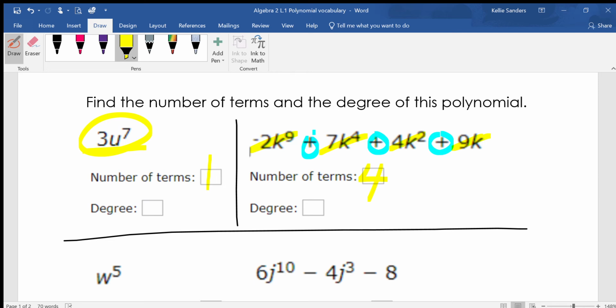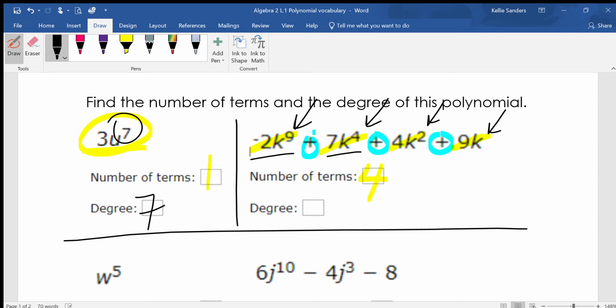Now the degree. The degree is how many exponents, or all the exponents added together, in what makes the largest number. So in this case, your exponent is 7, so it's just 7. This exponent is 9, this exponent is 4, this exponent is 2, and this exponent is 1. So this term has 9 exponents, basically. This term has 4 exponents. This term has 2 exponents, and this term has 1 exponent. So the biggest number is 9.